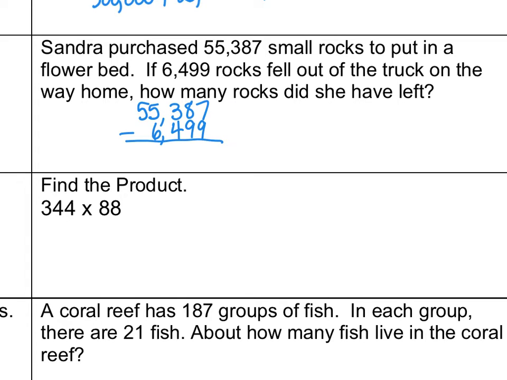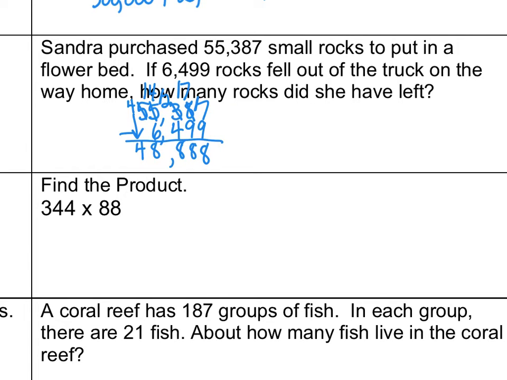7 minus 9, we need to borrow. Borrow from the 8, it becomes a 7. Now we're looking at 17 minus 9. That's 8. Now we have 7 minus 9, we need to borrow again. Now we have 17 minus 9 again, and that's 8. 2 minus 4, we need to borrow. Now we're looking at 12 minus 4, and that's 8. 4 minus 6, we need to borrow. 14 minus 6 is 8, and then we bring the 4 straight down.